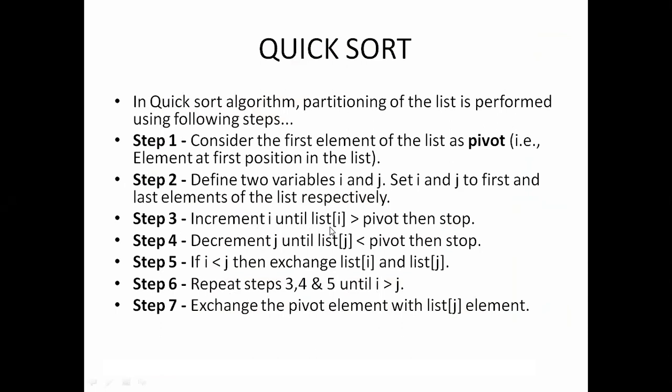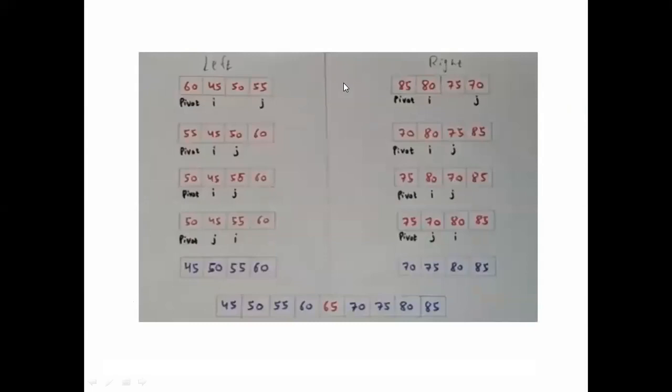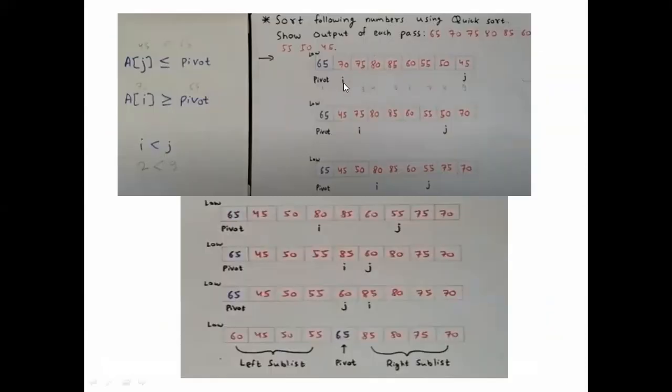Increment i until the i value is greater than the pivot, and on that condition, stop. Whenever the j value is less than the pivot value, then stop. So in this case the i value is greater, we stop here. The j value is less than the pivot, just stop here, then swap the elements of i and j.